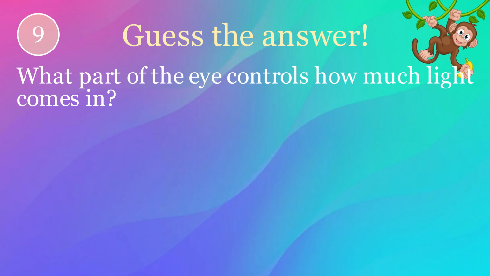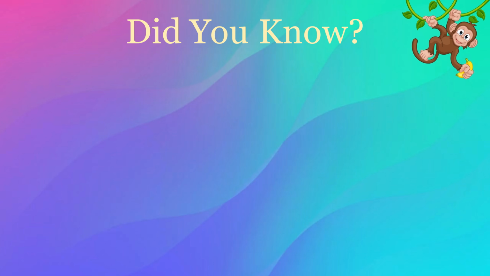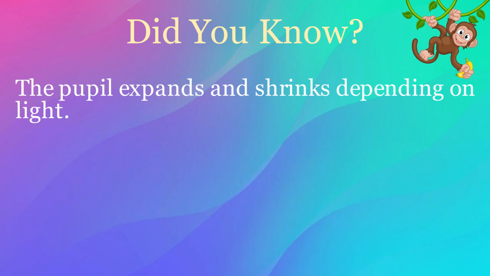What part of the eye controls how much light comes in? Pupil. Iris. Lens. The correct answer is pupil. Here's an interesting fact. The pupil expands and shrinks depending on light.